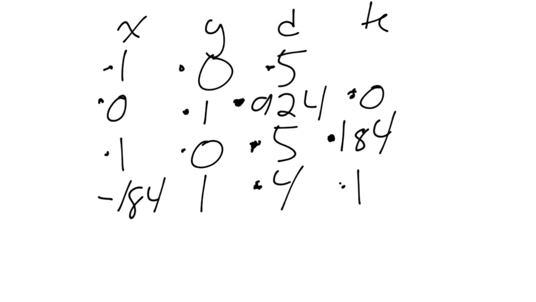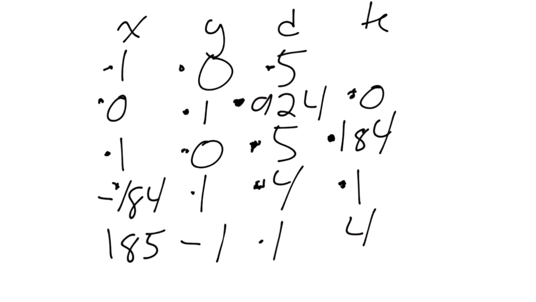5 minus 4 times 1 is equal to 1. 0 minus 1 times 1 is equal to negative 1. And 1 minus negative 184 times 1 is positive 185. So let's see what our next value of k would be. Well, it looks like we have 4 divided by 1, which is 4. In this case, where we're dividing by 1, such that k is equal to the value of d in the above row, means that we're done with our algorithm.